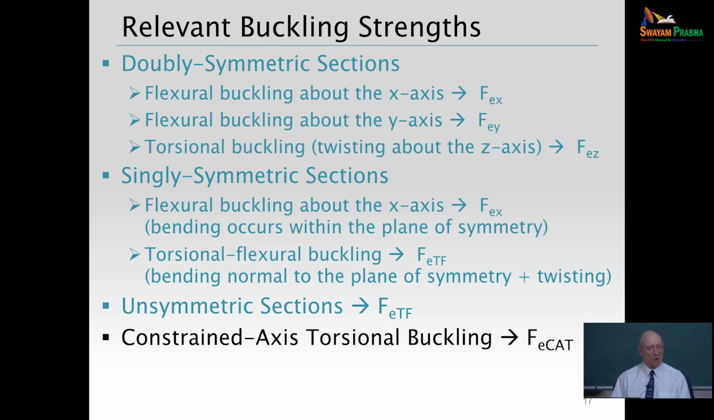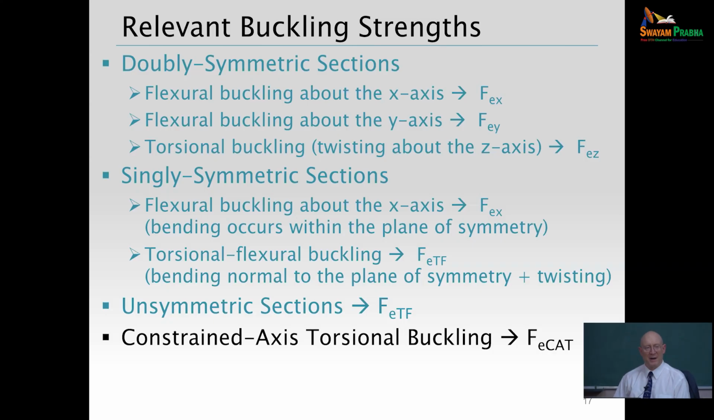And if the section wants to buckle in the direction along the wall, it wants to flex, but then you have a constraint at the wall, it's going to tend to twist about where it's connected to the wall. So that's a constrained axis torsional buckling. You could potentially also have a twist restraint there where you're connecting to things at the wall, but common practice is we don't count on that.